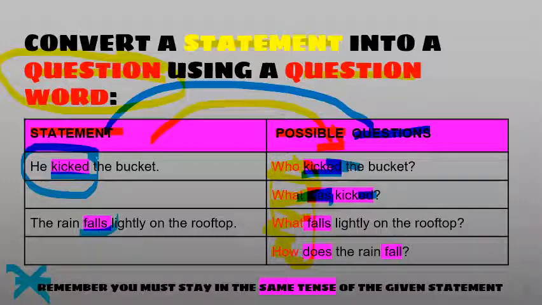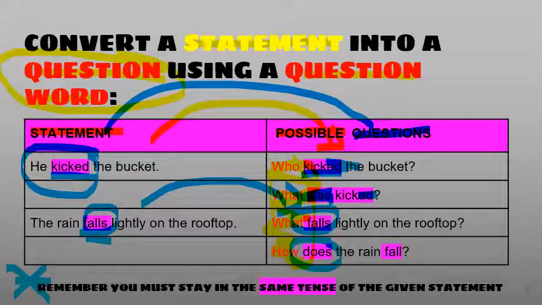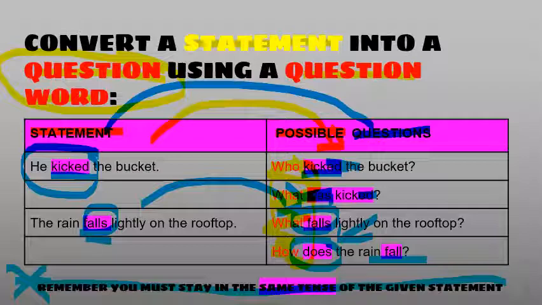Here, the rain falls lightly on the rooftops. I am in my simple present tense. When I convert it into a question form, my tense stays the same. What falls lightly on the rooftop? Or how does the rain fall? Don't worry too much about do, does, and did. We will look at that in a second. But what's important here is that you must remember to stay in the same tense as the given.